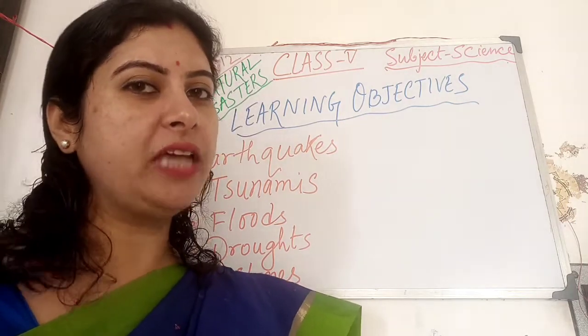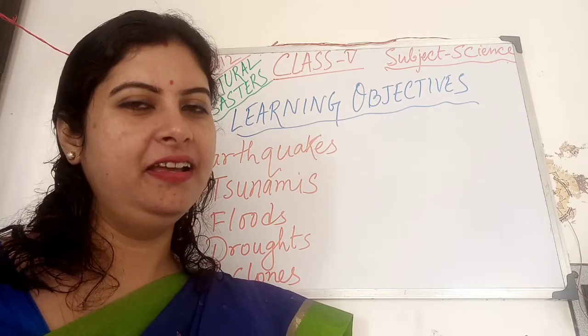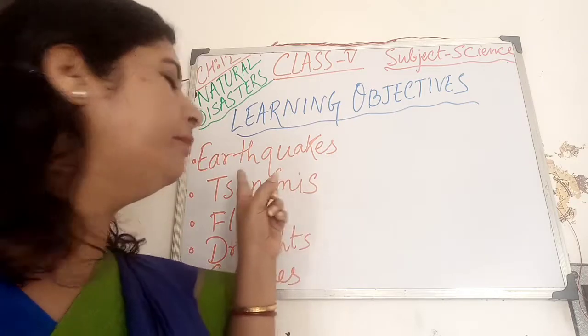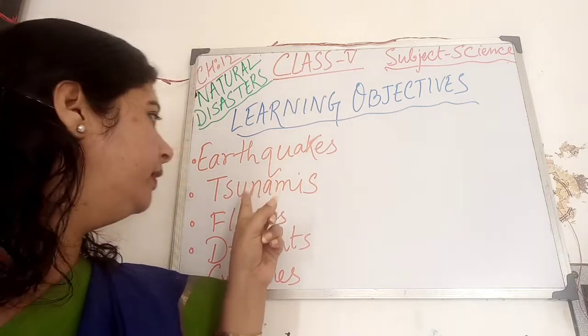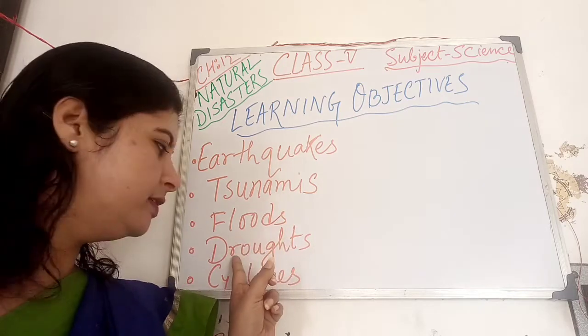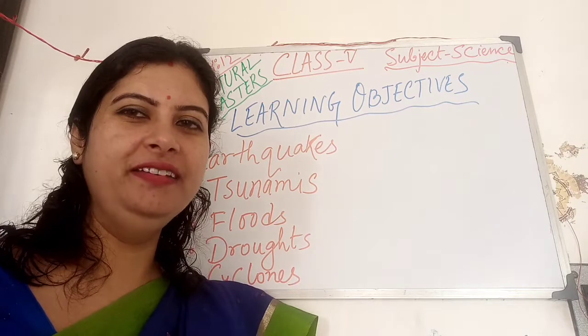The name of the chapter is chapter number 12, Natural Disaster. What are the learning objectives? Number 1, earthquake, tsunami, floods, droughts and cyclone. Then let's start one by one.